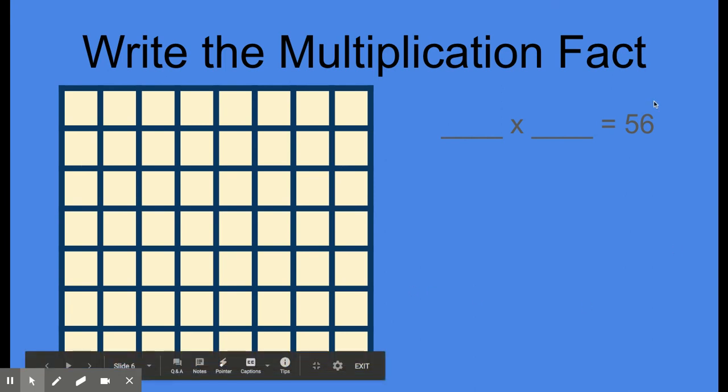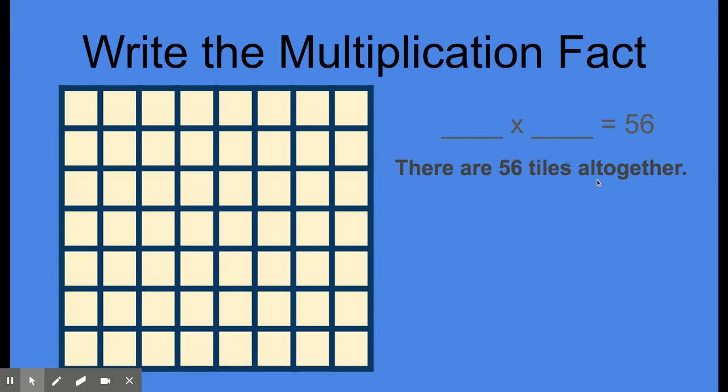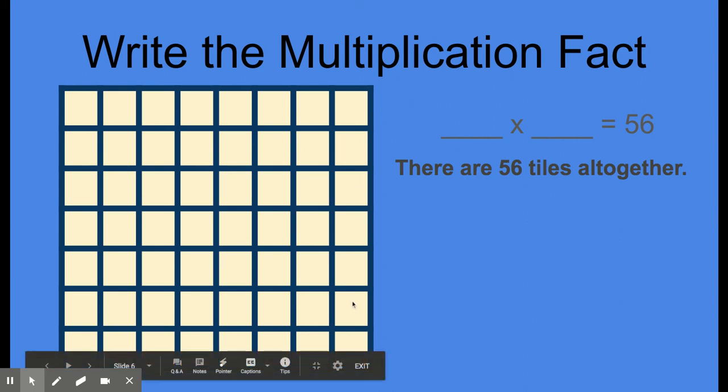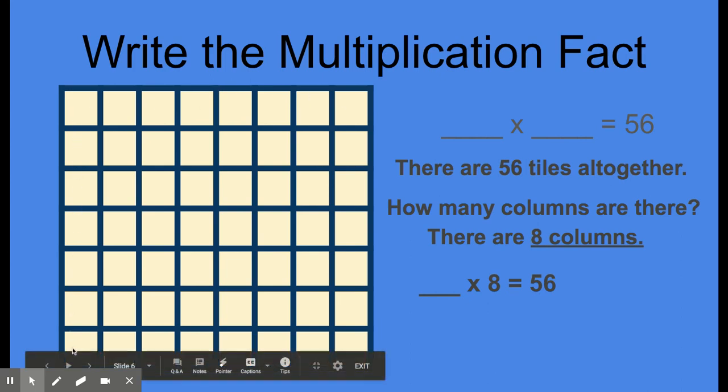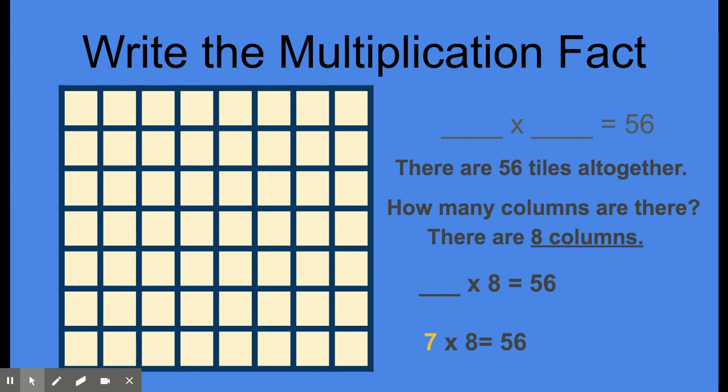The next one, we have 56 total tiles. That's the same as the area that we would find. So the area of this rectangle or square would be 56 square tiles. So how many columns do we have? 1, 2, 3, 4, 5, 6, 7, 8. There are 8 columns. So we have blank times 8 equals 56. So we have our number of columns. Now we need our number of rows. Very good. 7 times 8 equals 56.